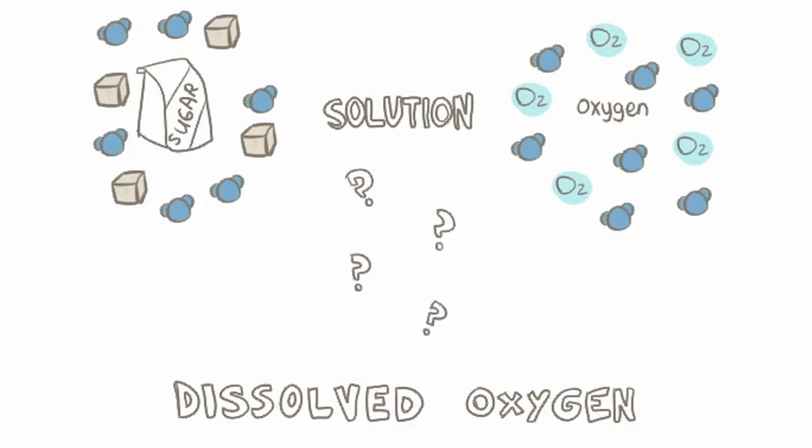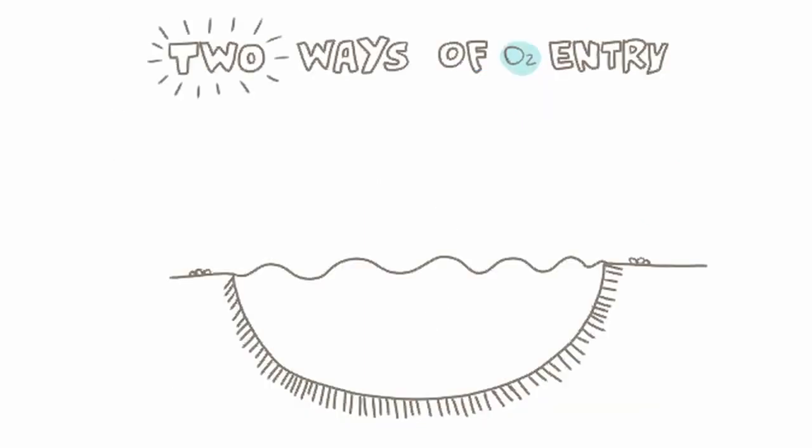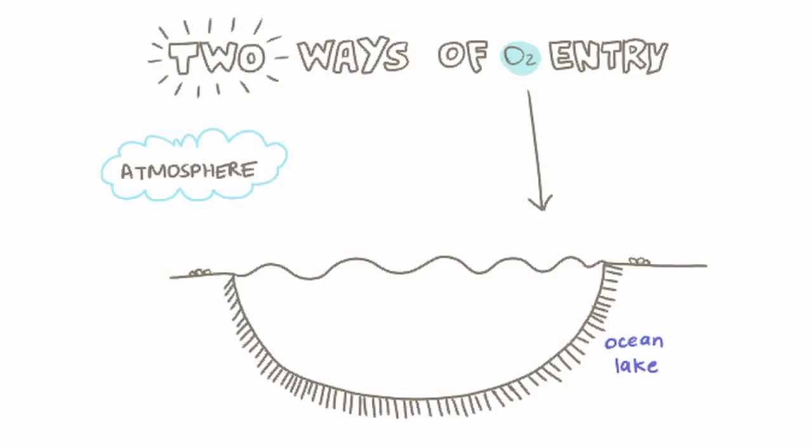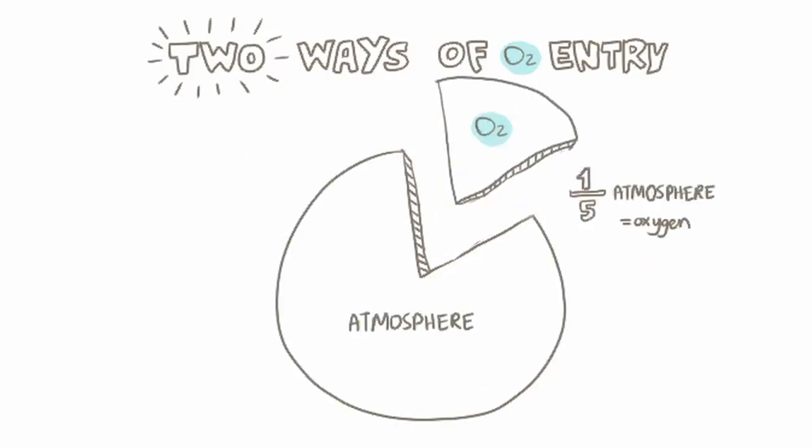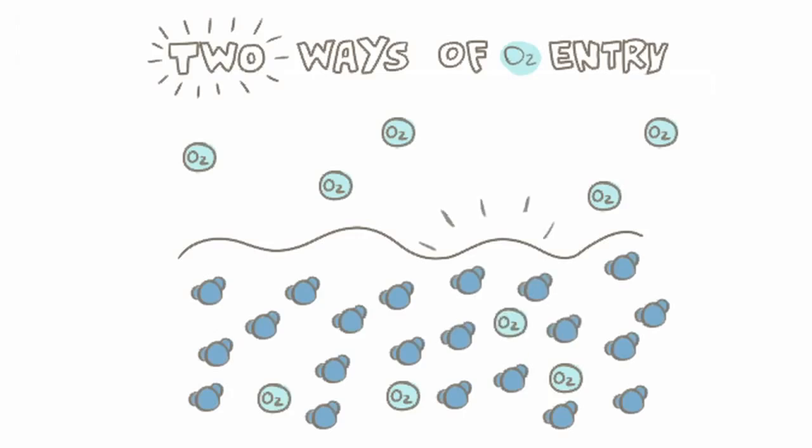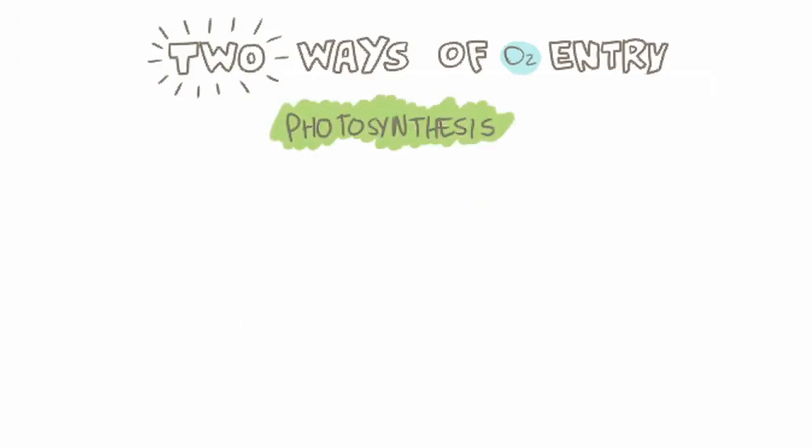But how does the oxygen get there in the first place? Well, there are two main ways that oxygen can enter a body of water, like the ocean or a lake. One way is from the atmosphere, or the air around us. Oxygen makes up about a fifth of the atmosphere, and these oxygen molecules are constantly bumping into and entering water. Even more oxygen enters water through photosynthesis.